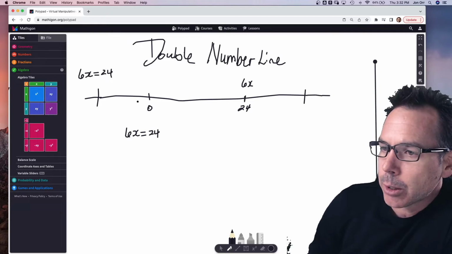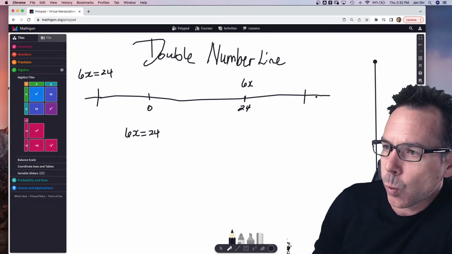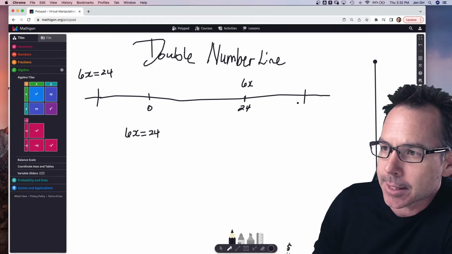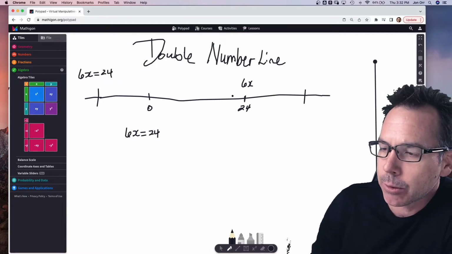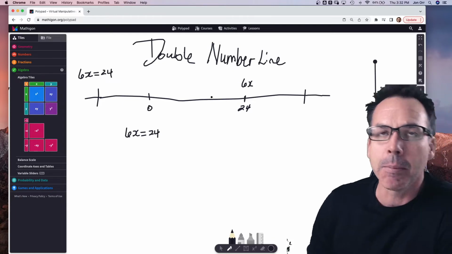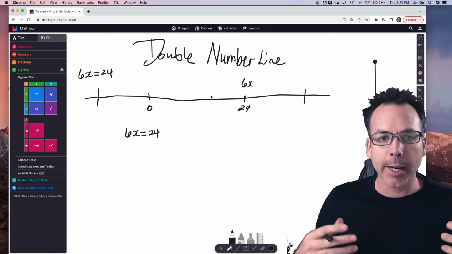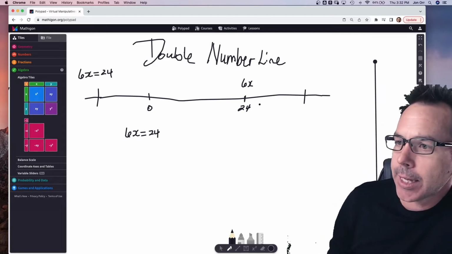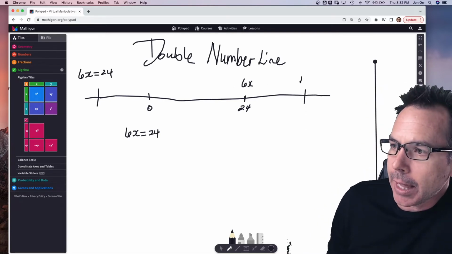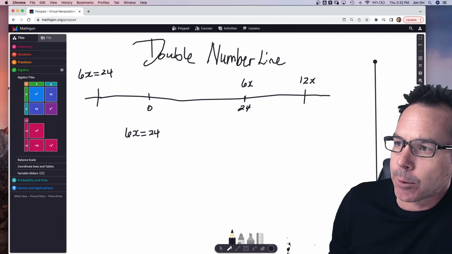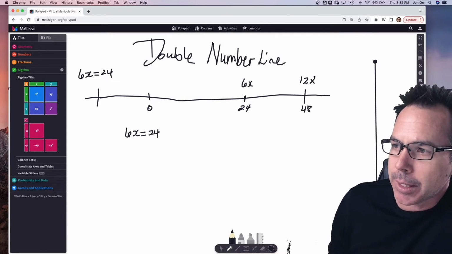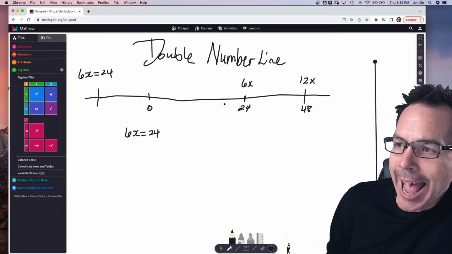Okay, so think about the number line. We can ask, where else can you put pieces of this 6x or 24? For example, I like my students to think in benchmarks, like where would half of that go? Where would double that go? So you could even say, if I double it, that would give me 12x, and that would be double 24, which is 48. So I've doubled this.